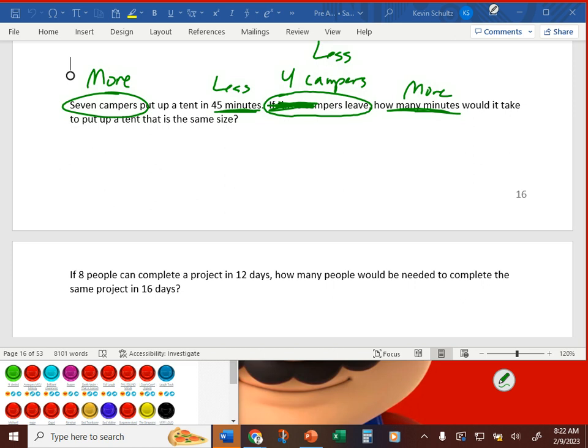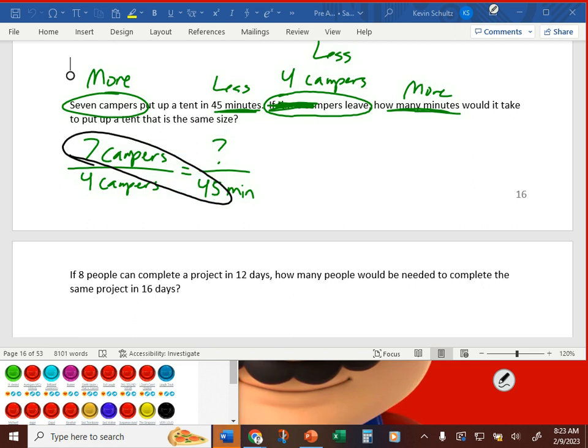So let's set this up. Let's do campers over campers. So more campers over less campers equals more time over less time. Okay? You may have set it up differently. You'll know that you are correct as long as these are diagonal. If you are multiplying 7 by 45 and dividing by 4, you've done it correctly.